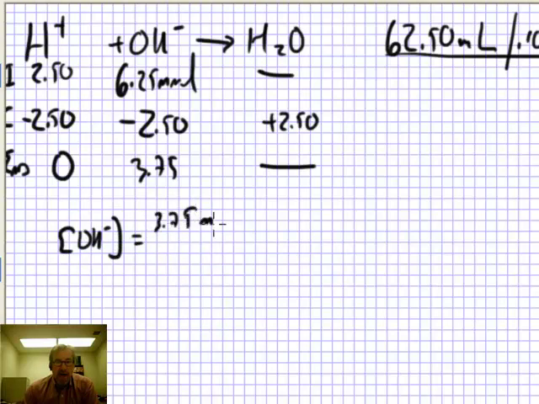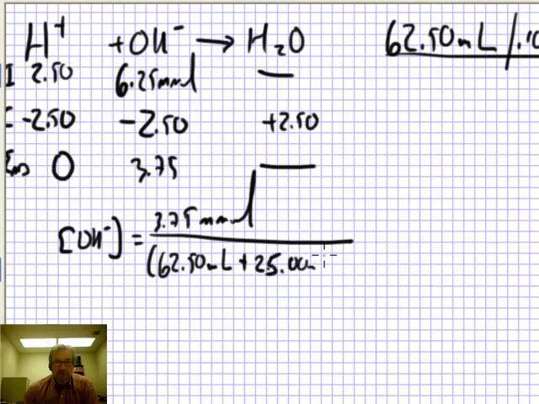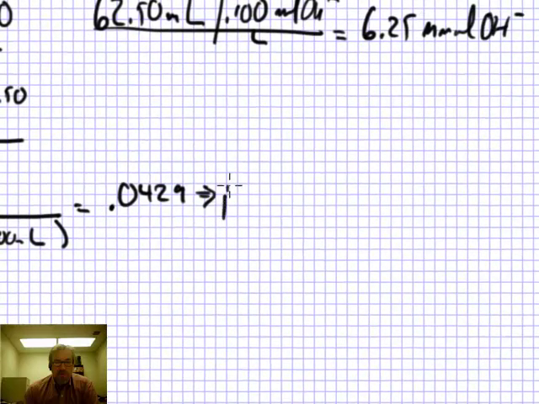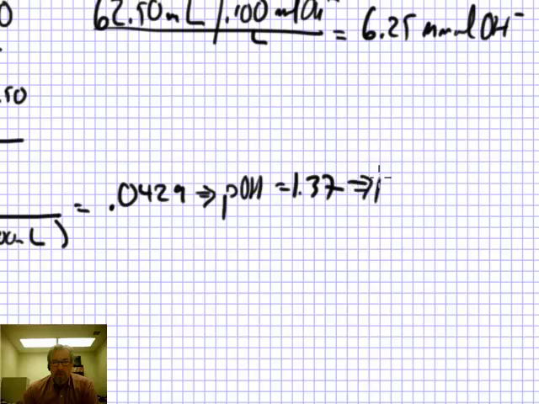millimoles divided by the total volume. Well, we've added 62.50 milliliters to the original 25.00 milliliters, and so that's our total volume. This concentration works out to 0.0429, and if you take the base 10 logarithm of that and find its opposite, you'll have pOH, and the pOH here is 1.37, and then if you subtract 14 minus 1.37, you'll have the pH, and so the pH is equal to 12.63 at this point beyond the equivalence point in the strong acid, strong base titration.